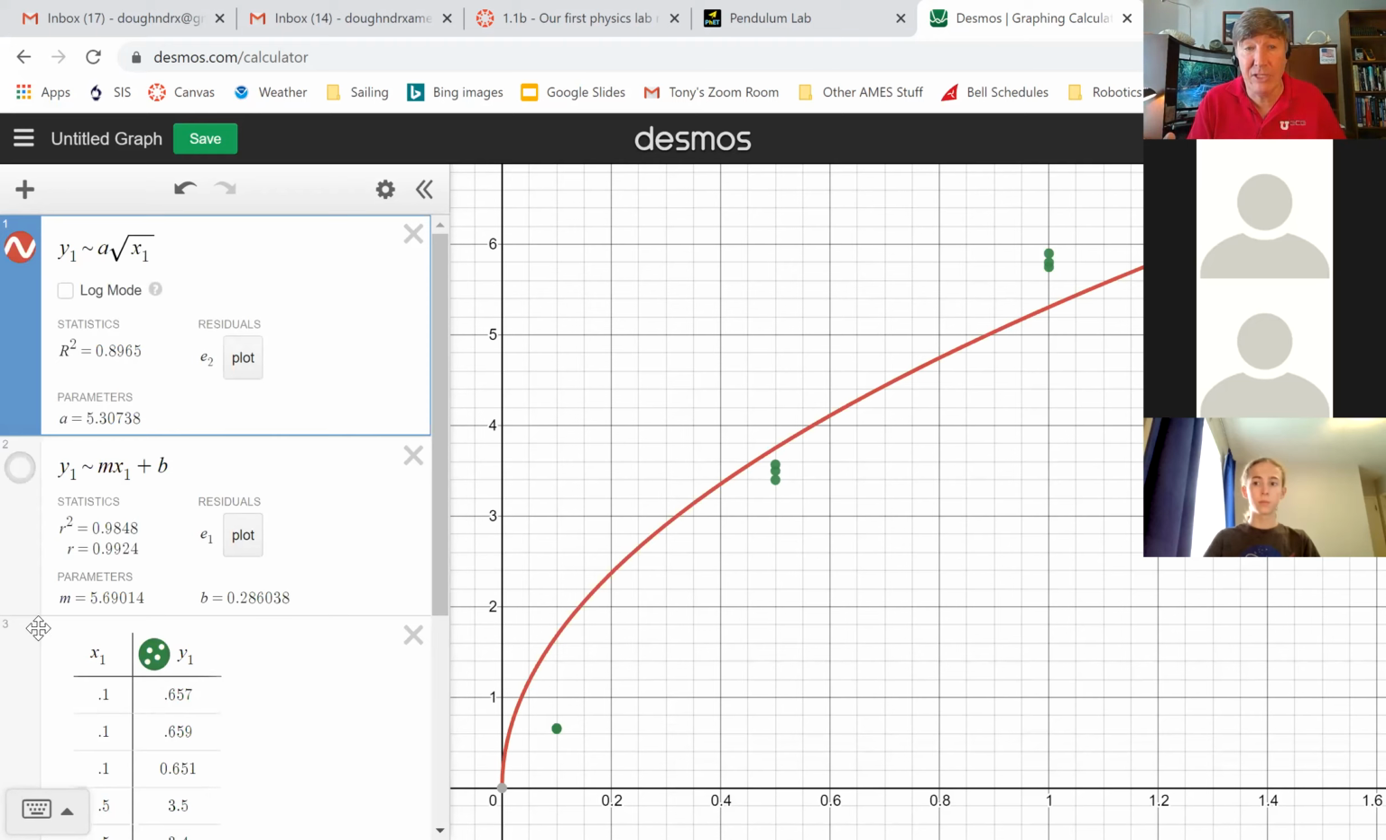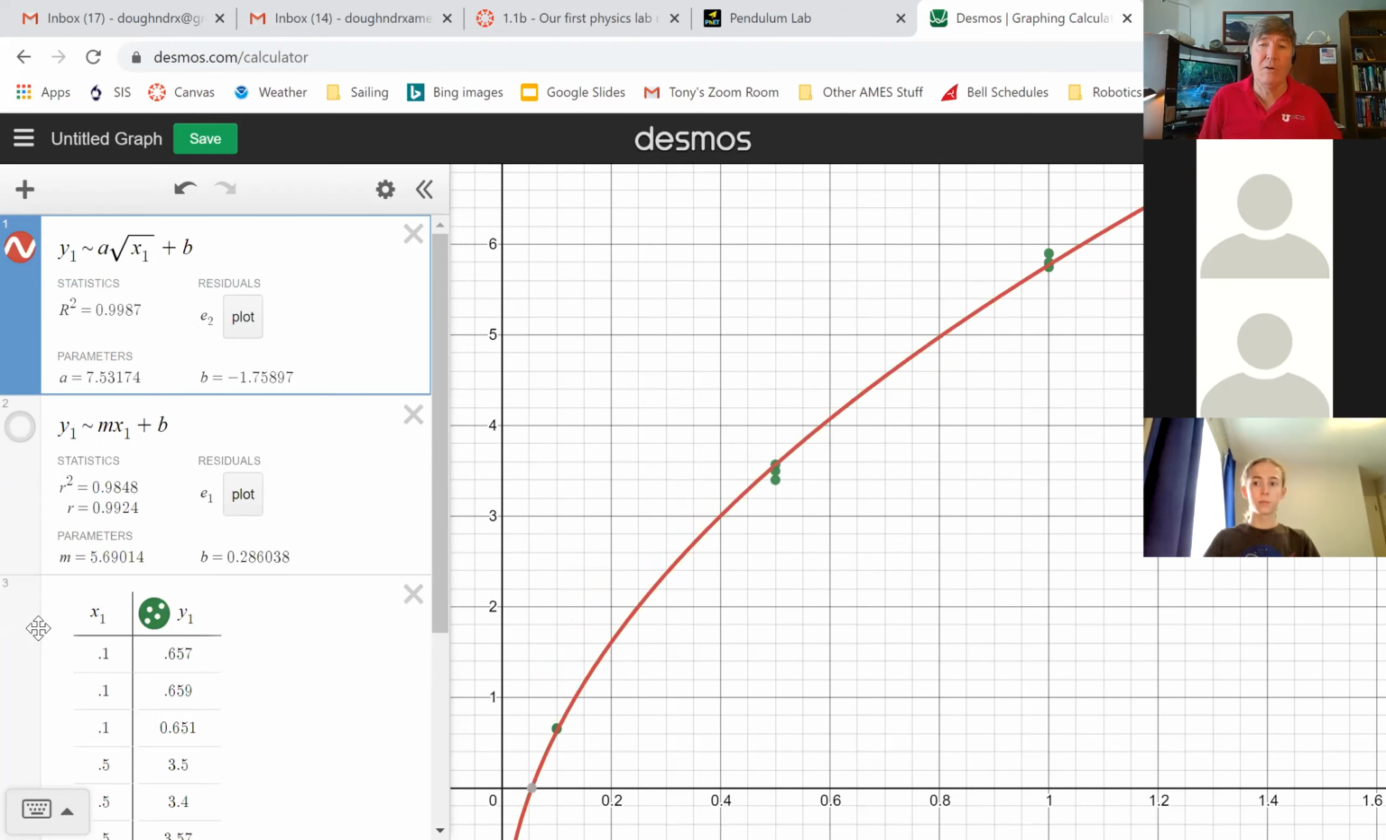And there might be an offset here. As you can see, the data doesn't fit super well. There might be an offset, so I want to do a plus b, but I don't want the plus b to be under the square root. So I have to hit tab to get out of the square root. And now I'm going to do a plus b. All right. Oh, hey, that looks pretty good. I'm liking that.